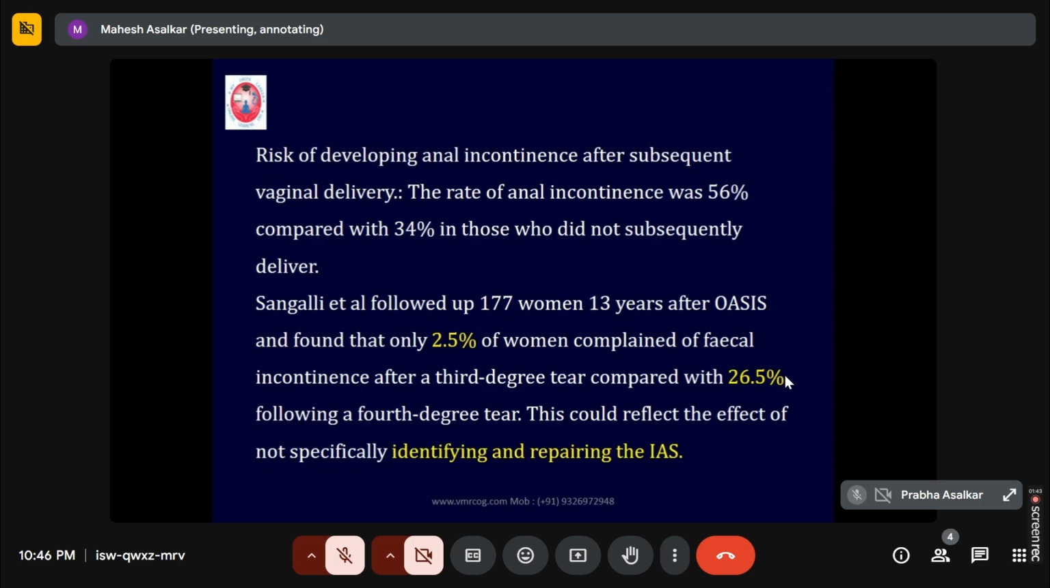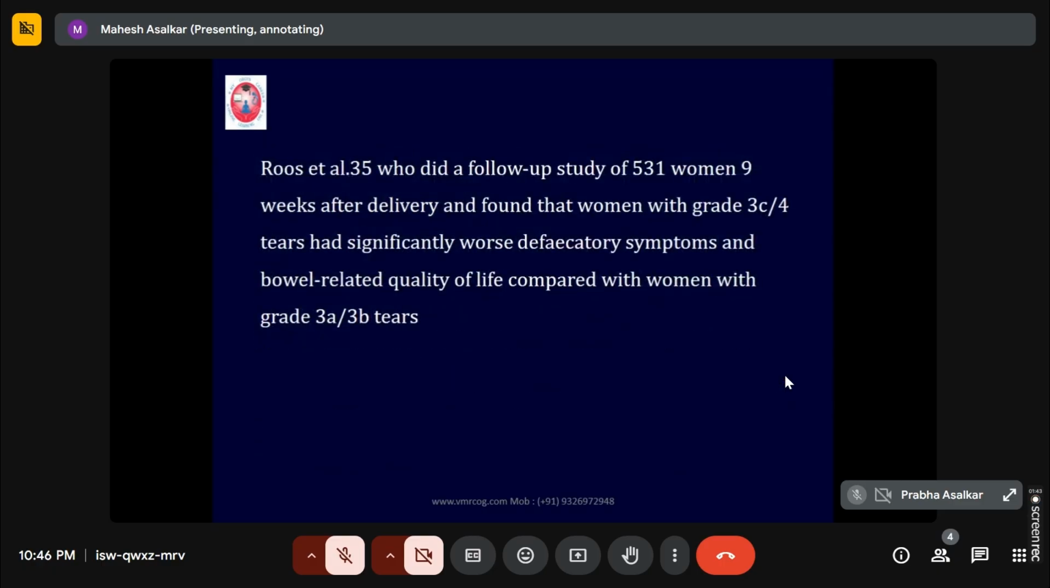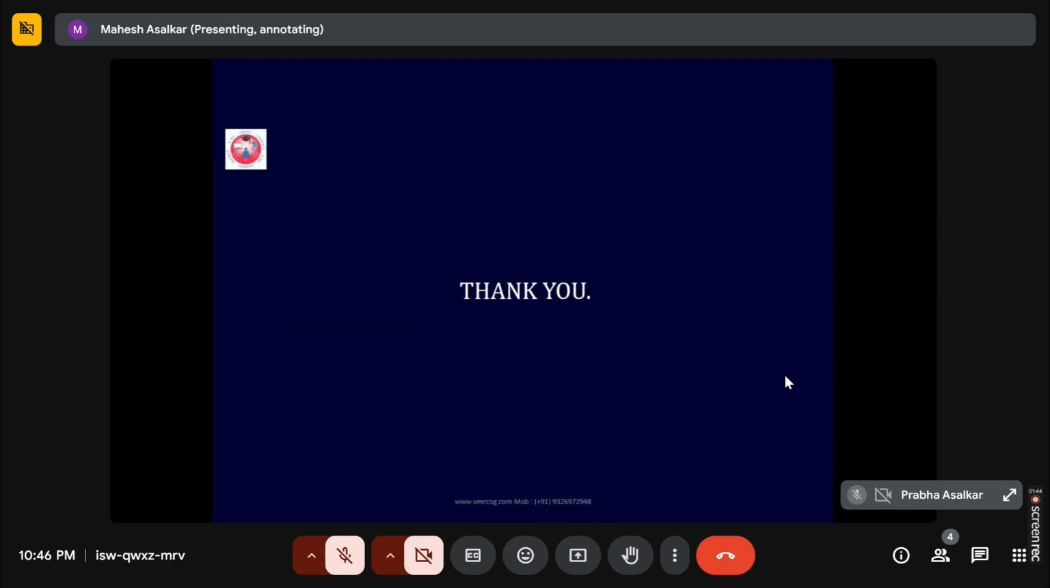Okay, there is a study. These figures will not be asked, so we can skip. Then there is another study which did a follow-up of 531 women 9 weeks after delivery and found that women with grade 3C and 4 tears, that is third degree and fourth degree, had significantly worse defecatory symptoms and bowel-related quality of life compared with women with 3A and 3B. So 3C and 4 will have a worse outcome as compared to 3A and 3B. So that finishes this talk on obstetric anal sphincter injuries. Thank you.